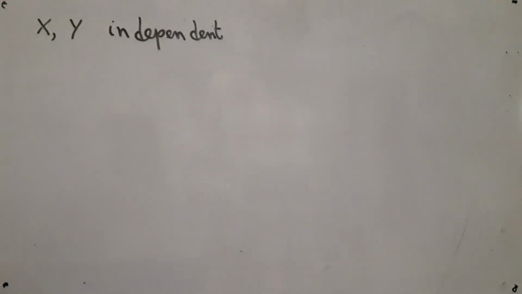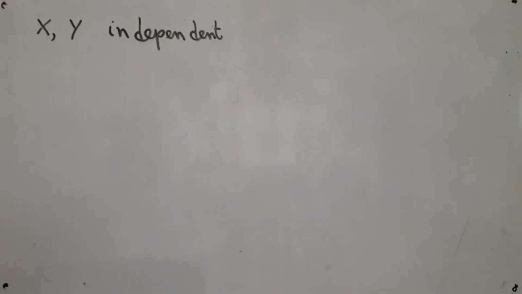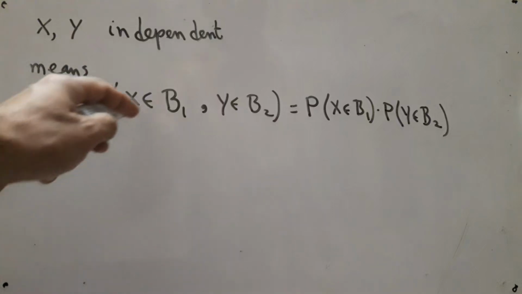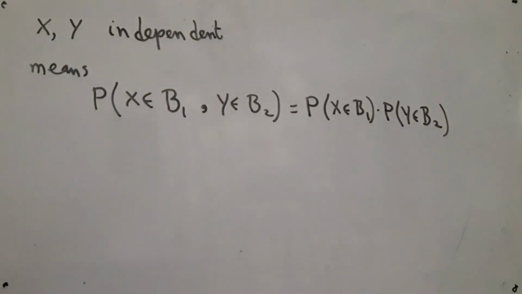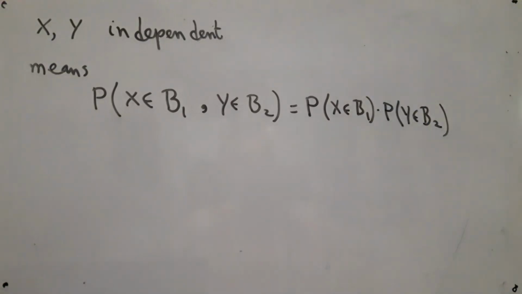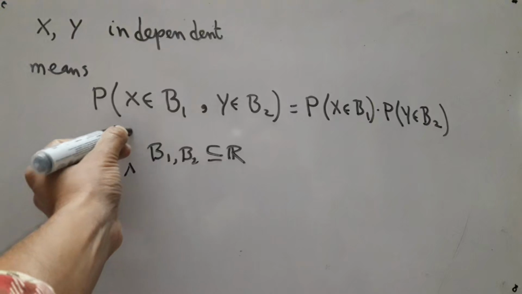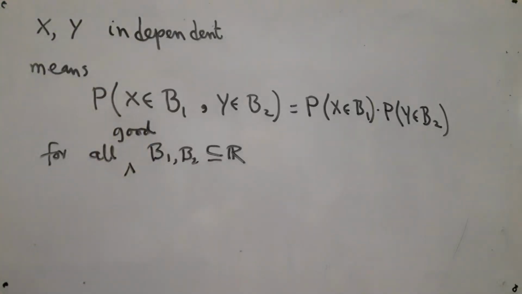We have seen in probability 1 that the statement X and Y are independent means that the probability that X lies in some set B1 and Y lies in some set B2 factorizes into the individual probabilities: the probability of X in B1 times the probability of Y in B2. And this is true for all subsets B1 and B2 of R. And as we have seen, we do not really work with all subsets, we work with only some good subsets of R.